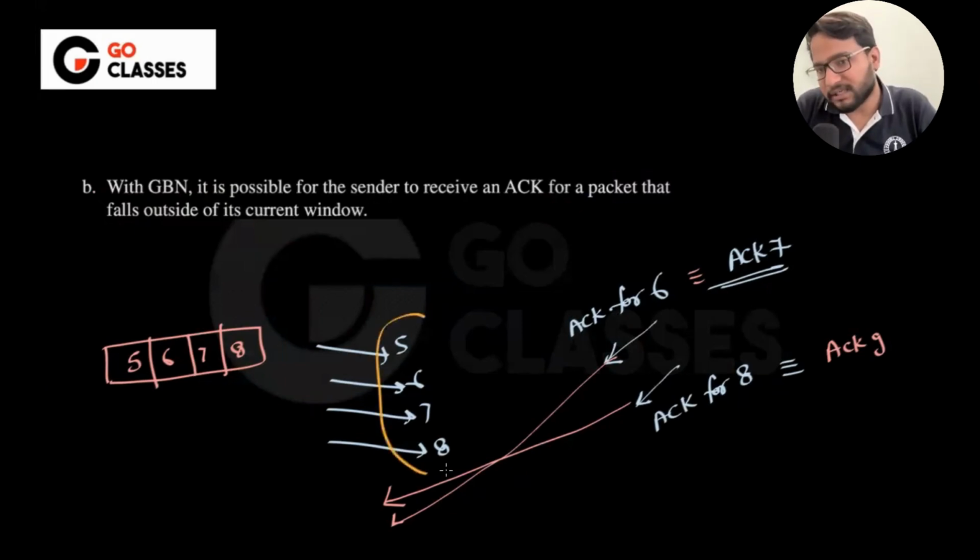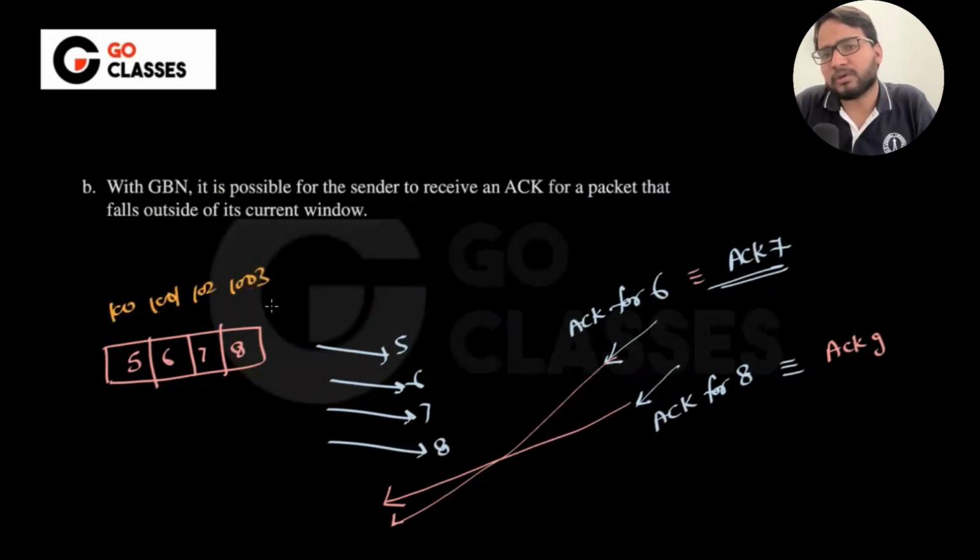Let's suppose you're sending 4 packets, 5, 6, 7, 8. The sequence number could be anything, but it should be in the sequence. It cannot be random. It cannot be 3, 9, 100. It should be in the sequence. You can start with anything: 100, 101, 102, 103. This is also fine. So you can have any 4 sequence numbers, but they should be in sequence.